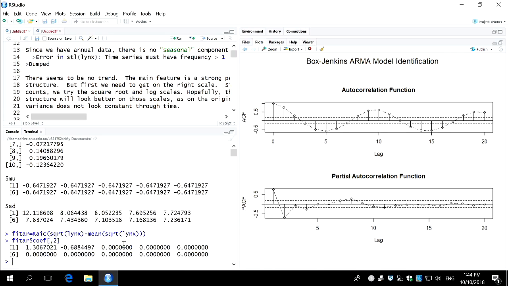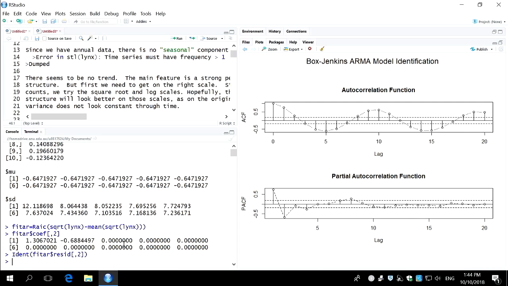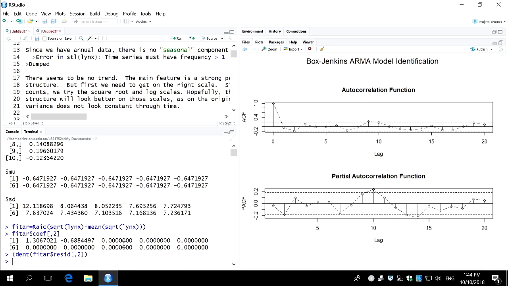So I get coefficients which look like 1.306 and minus 0.688. So xt is 1.3 times xt minus 1 minus 0.688 xt minus 2. And now, the moment of truth, ident of fit AR dollars resid, second column. And you can see the ACF now behaves itself. And the PACF shows nada, right? Nothing going on here. Ignore that, ignore that.